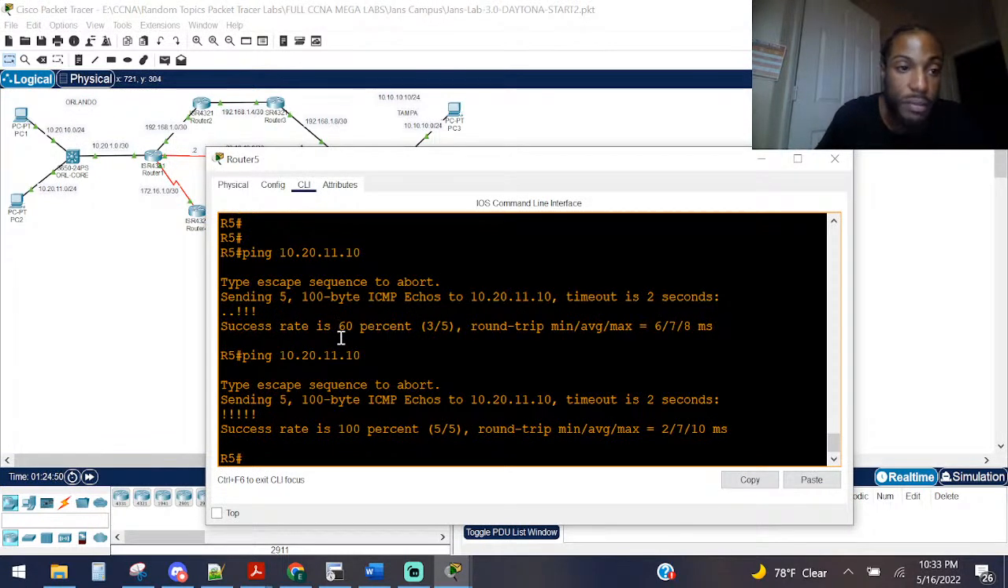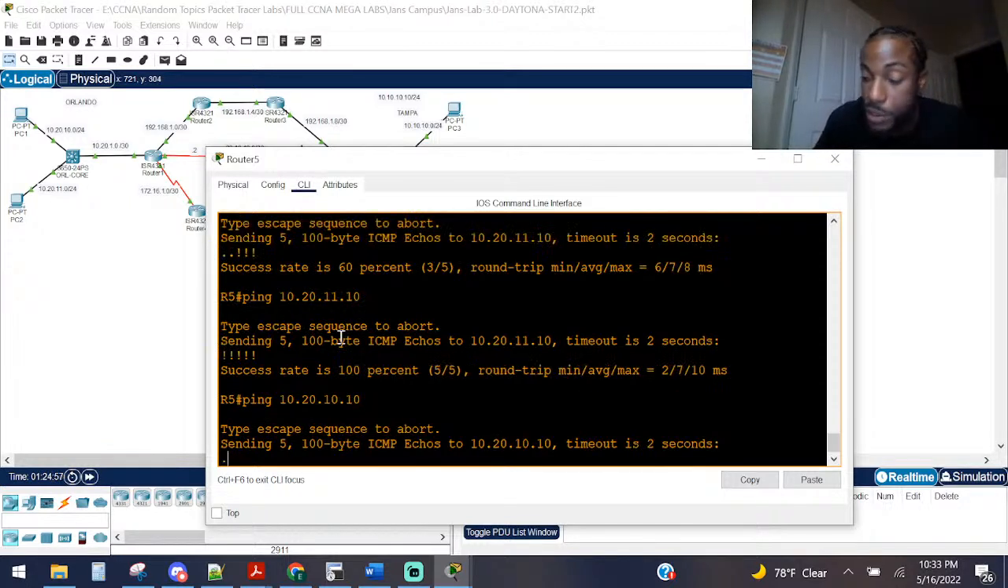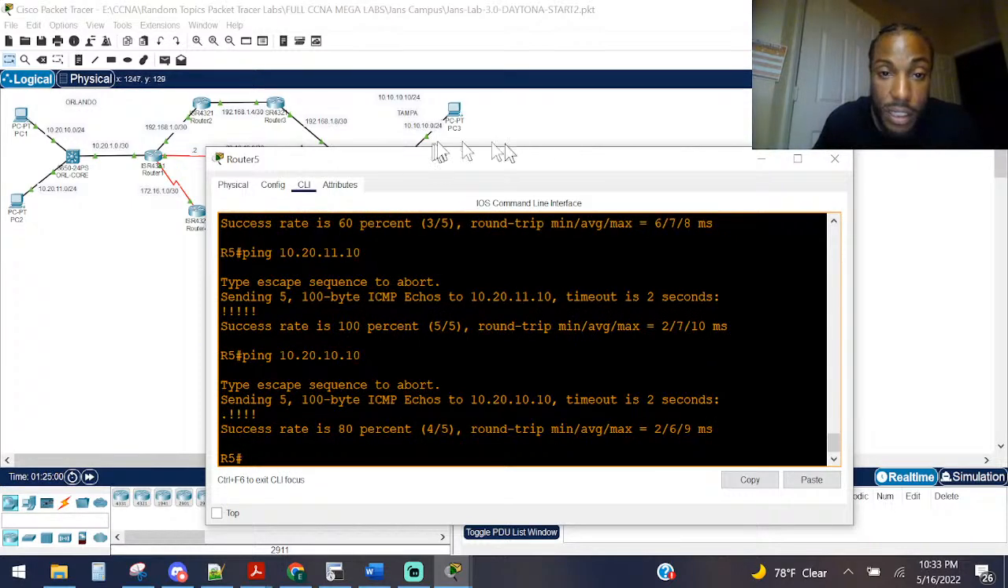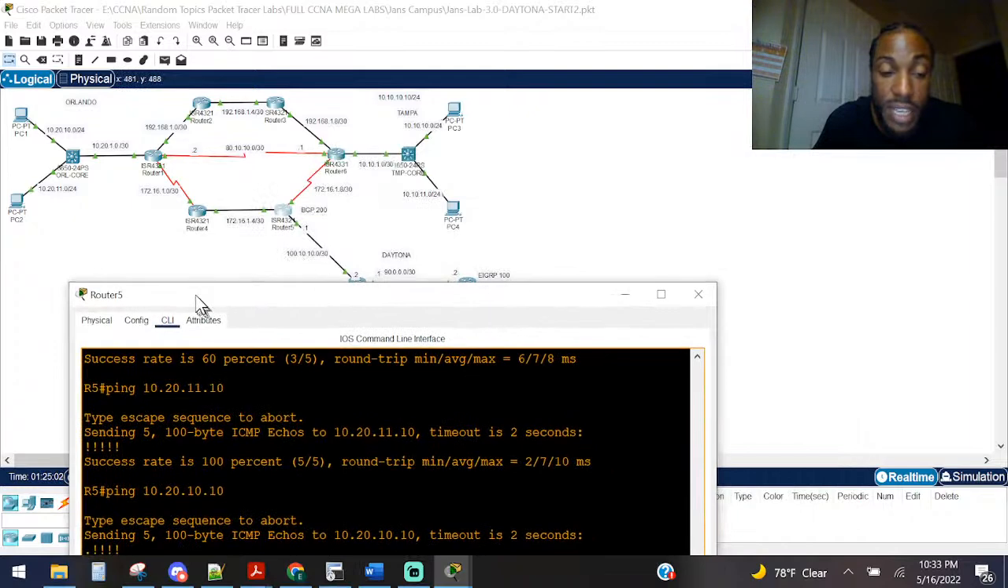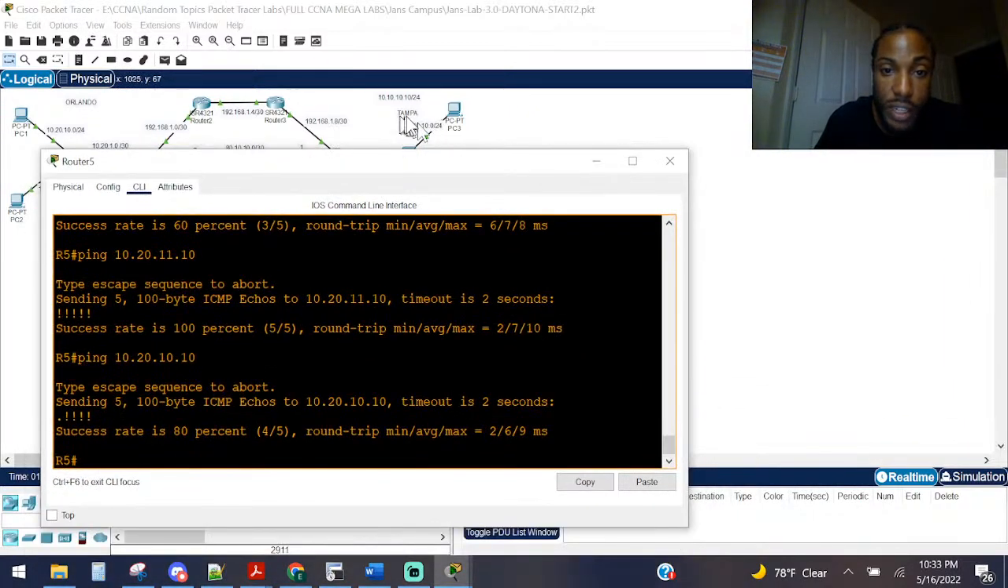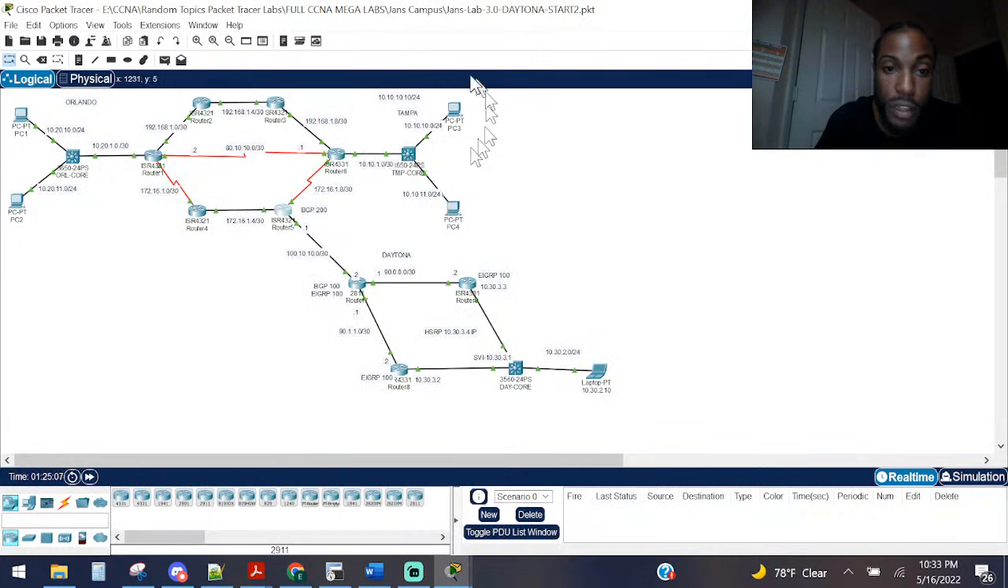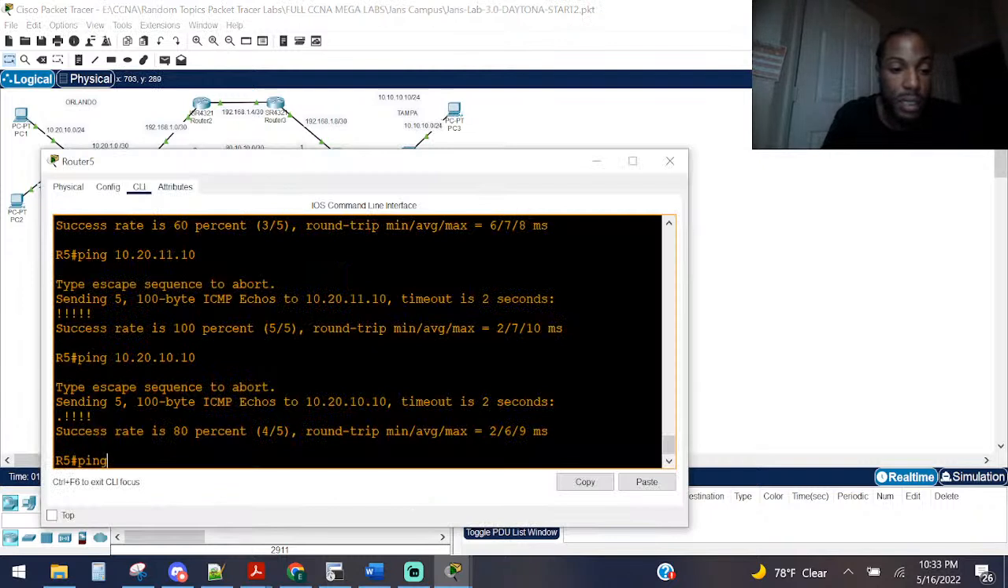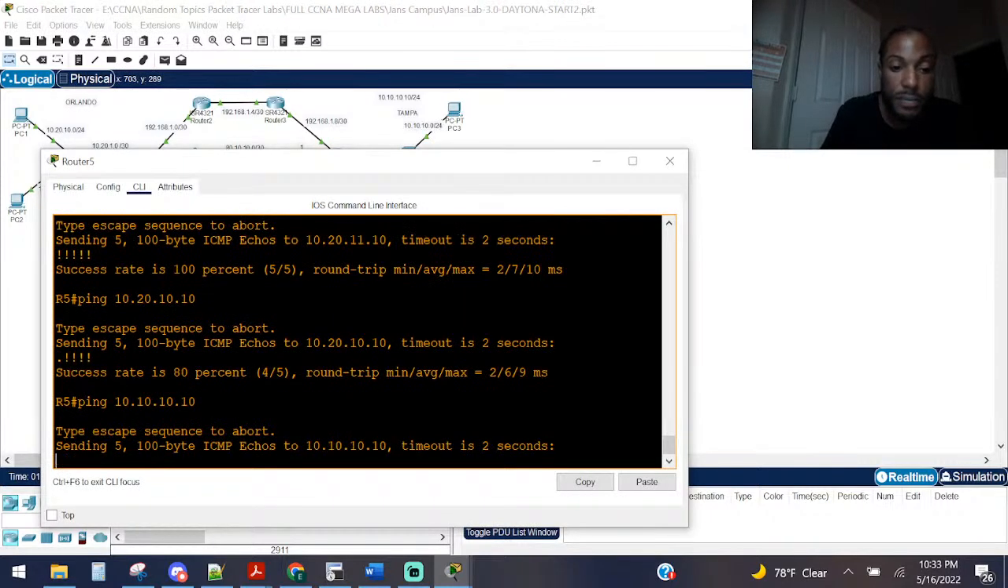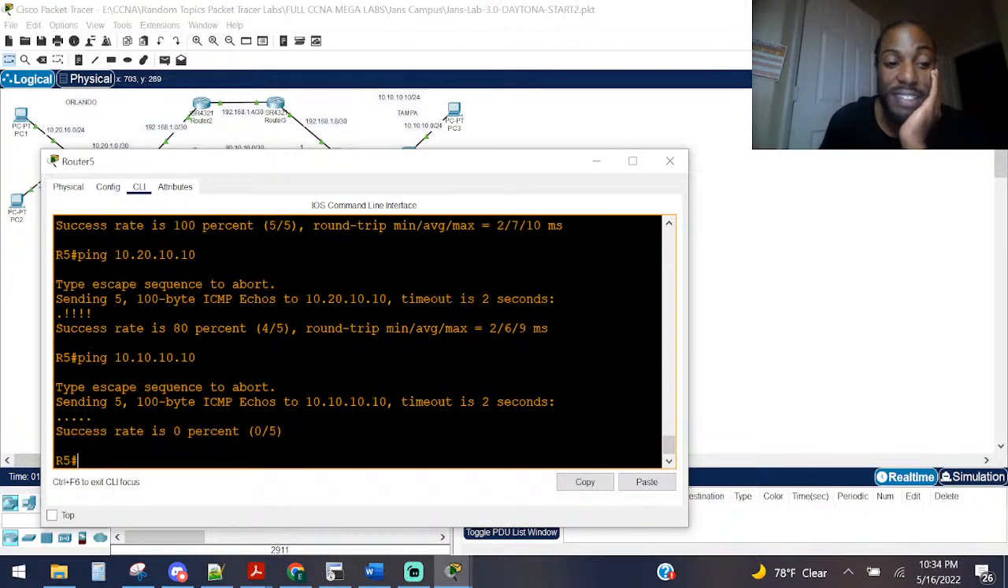Let's see if he can ping another one in Orlando, which is 10.20.10.10. And he should be able to. 80%. Let's try to ping somebody in Tampa. This guy right here, I'll show y'all. Router 5, we're going to try to ping some of these guys back here in Tampa, which is quad 10, ping 10.10.10.10. He did know how to get there before, so I don't know why the hell it's acting up.